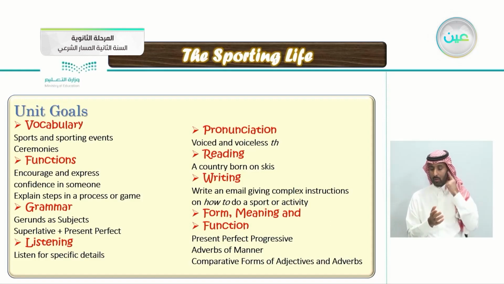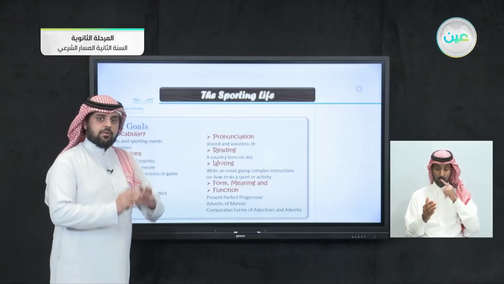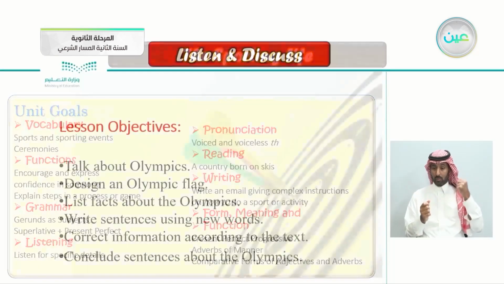the pronunciation of the voiced and voiceless th. Reading: a country born on skis. Writing: write an email giving complex instructions on how to do a sport or activity. The form-meaning function: present perfect progressive, adverbs of manner, comparative forms of adjectives, and adverbs. So you can see the main theme of this unit is to talk about sports and sporting events.